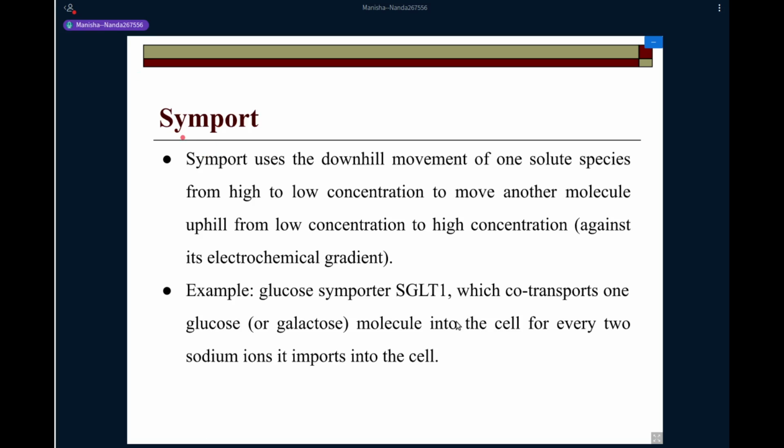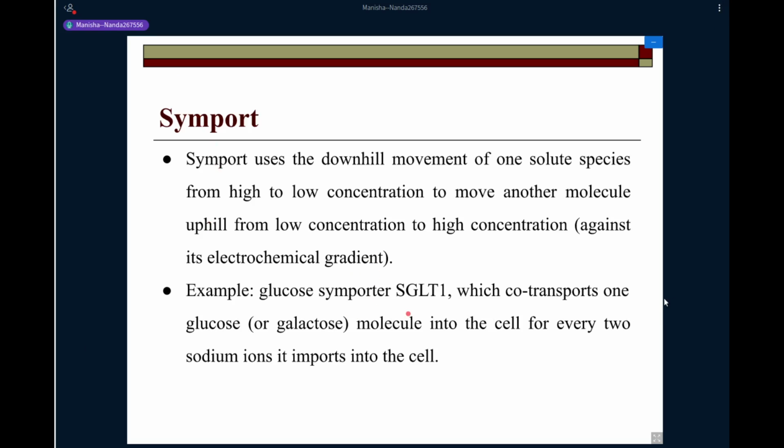Then comes symport. Sym means same. So symport uses downhill movement of one solute species from high to low concentration to move another molecule uphill from low to high concentration against its electrochemical gradient. However, the direction of transport will remain the same.